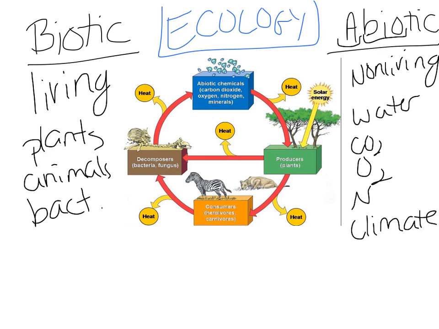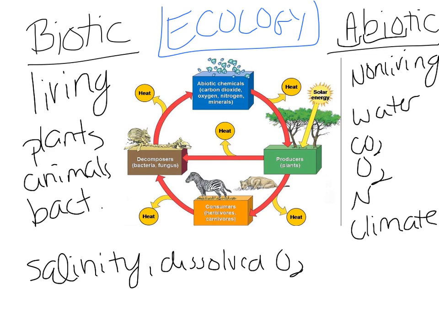Let's say, for instance, you're talking about a marine environment. Now you need to take in salinity, so the amount of salt that's in the water, the amount of dissolved oxygen that's available in the water, the temperature of the water, and any other factors there. Those would determine what organisms are able to survive in that particular body of water.